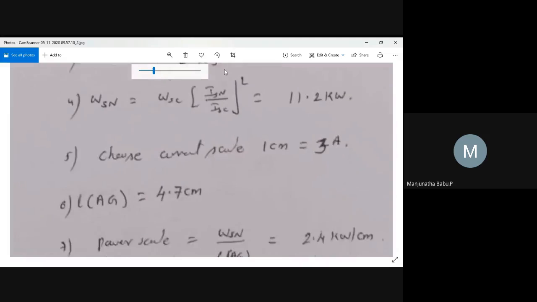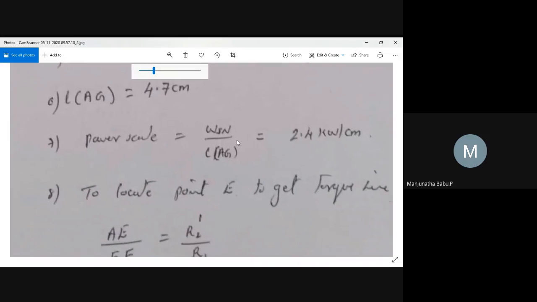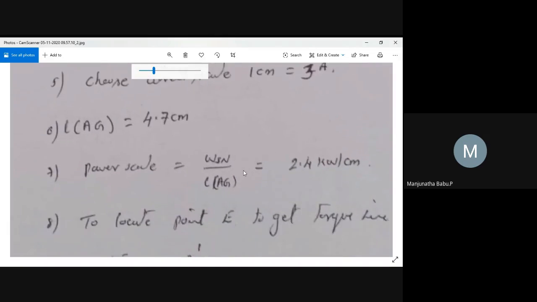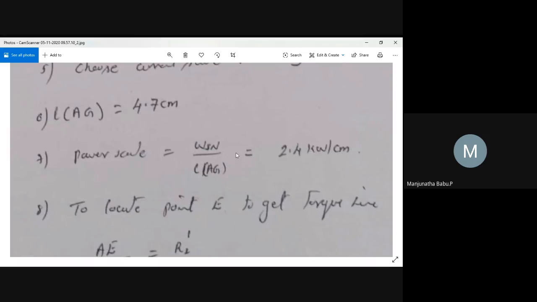So now we can see from the graph and as per the calculation, the length of AG we are getting as 4.7 centimeters. So according to the power scale, WSN is equal to length, power scale is equal to the ratio of WSN divided by the length of AG. So we are getting it as 2.4 kilowatt per centimeter.